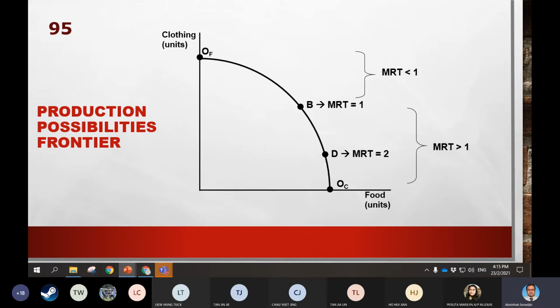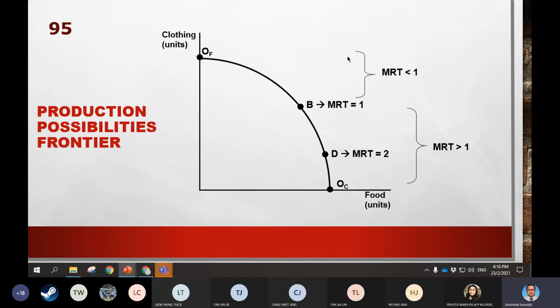But as we move along the PPF and produce less clothing here, move here, and more food, the productivities, or the marginal product of labor and capital, in clothing production start rising, increasing. And the marginal productivity of labor and capital in food start to decrease.